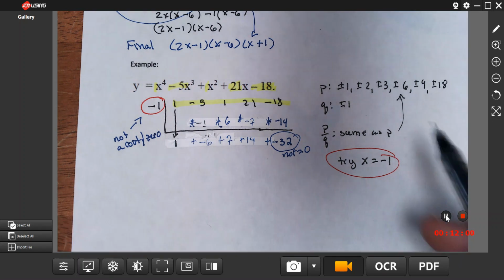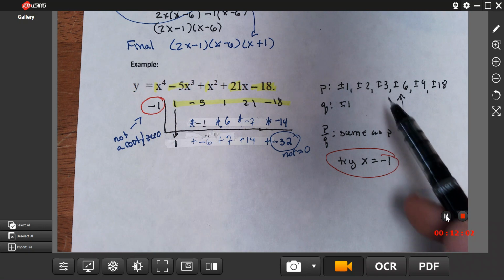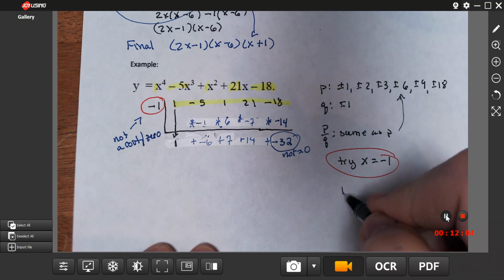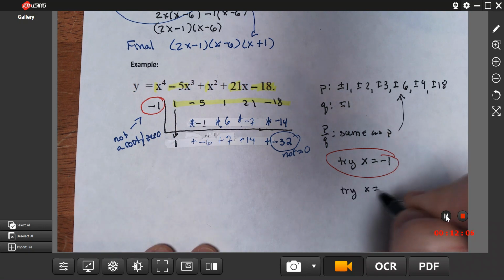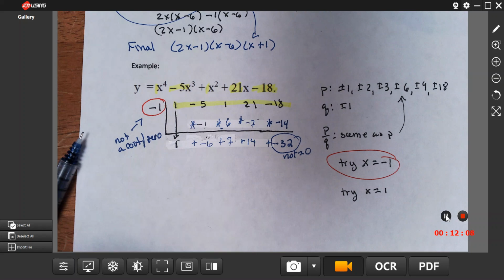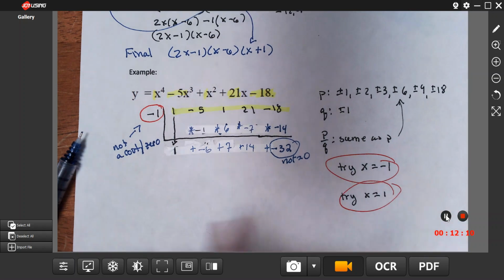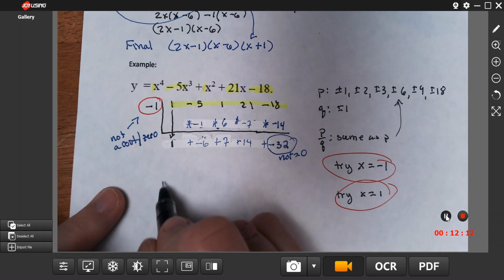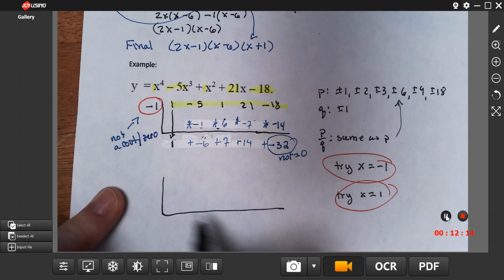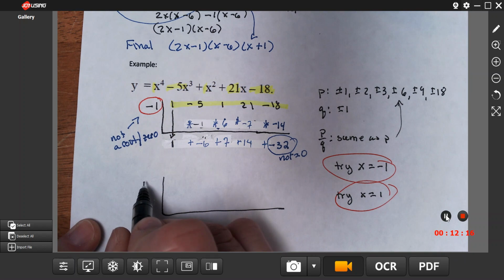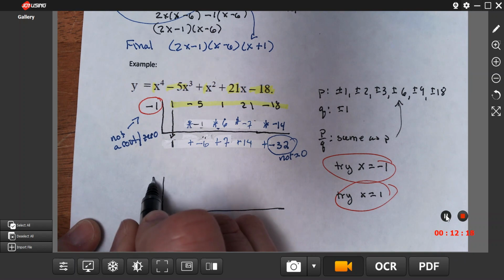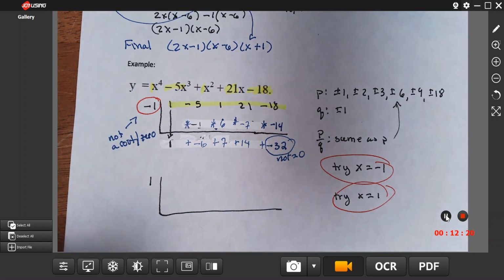So now we're going to try a different number from this list. So now let's try x equals positive 1. So I'm going to use my same system and do it again. So set up a half a rectangle. So I get my 1 here, that comes from this.